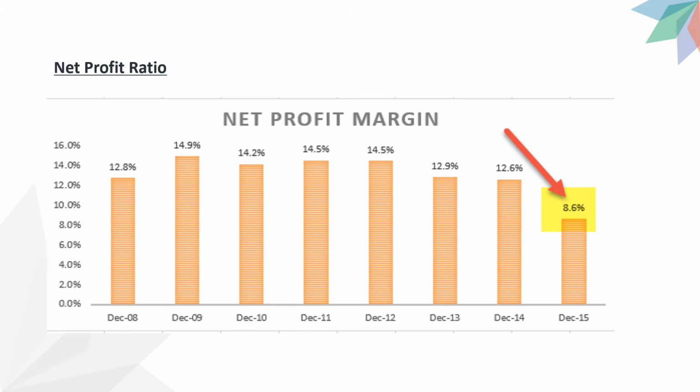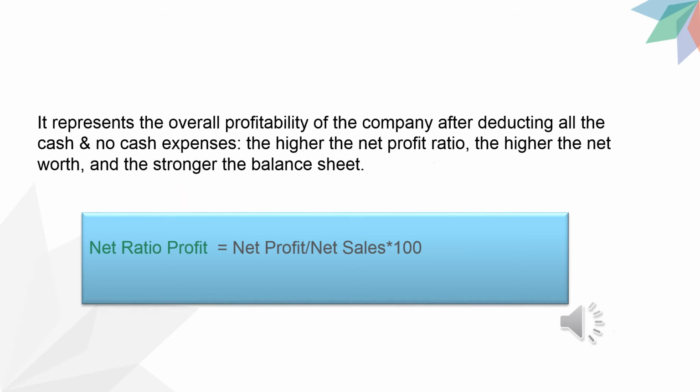Net profit ratio. Net profit margin as per the graph below. December 2008, 12.8%. December 2009, 14.9%. December 2010, 14.2%. December 2011, 14.5%. December 2012, 14.5%. December 2013, 12.9%. December 2014, 12.6%. December 2015, 8.6%.